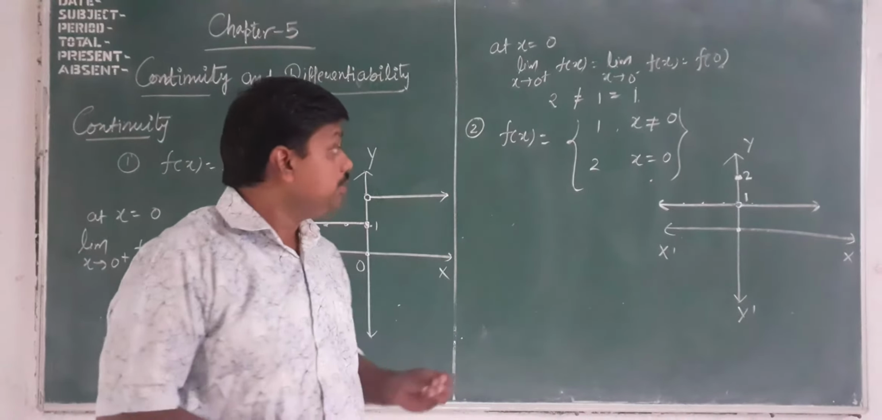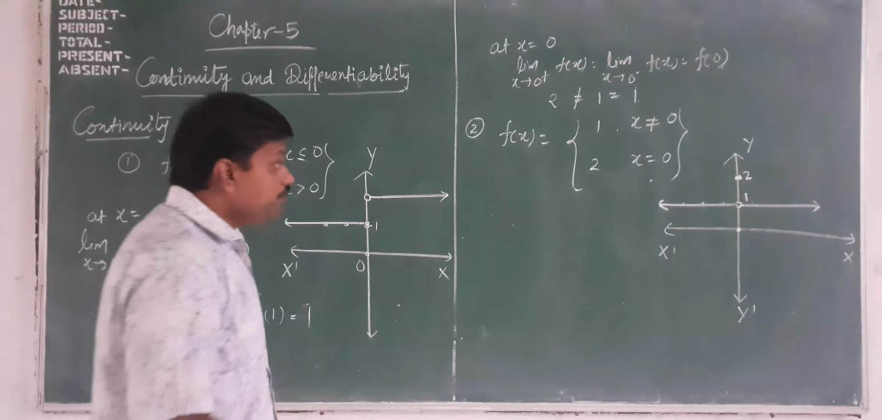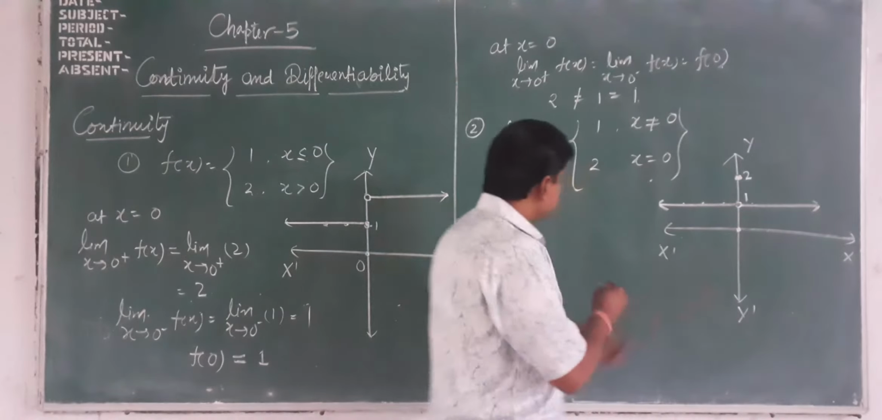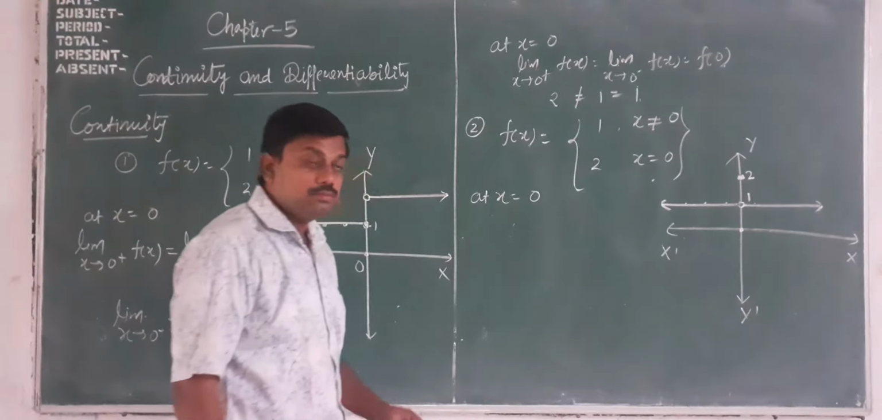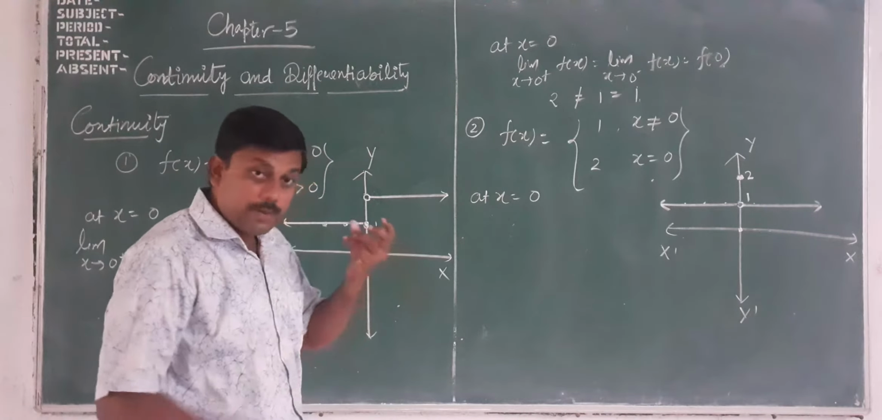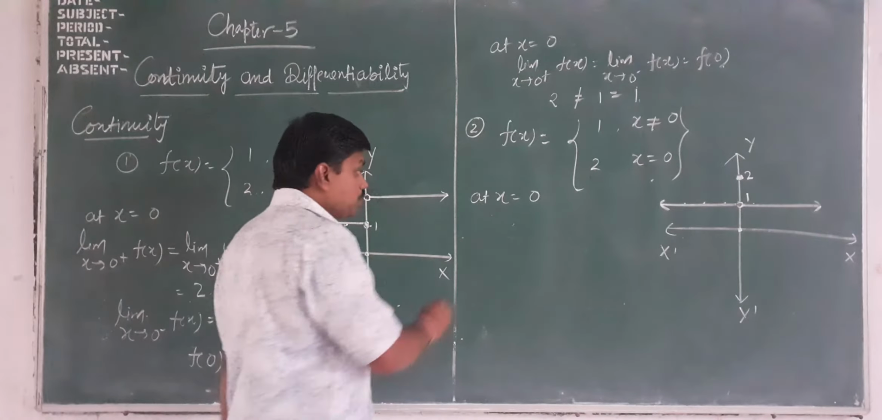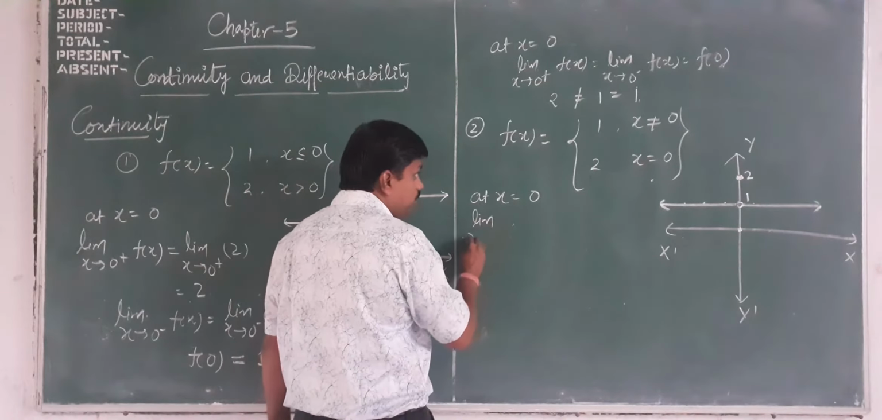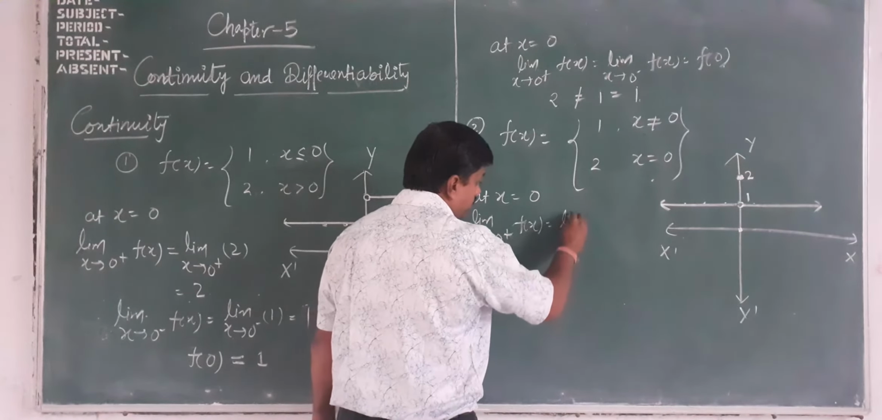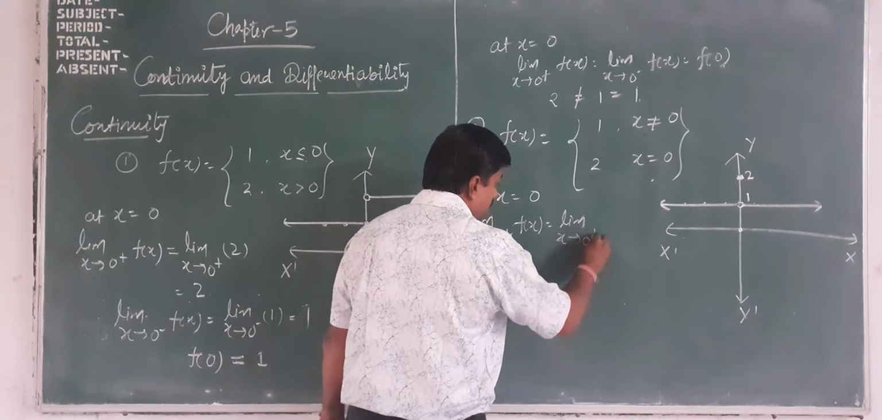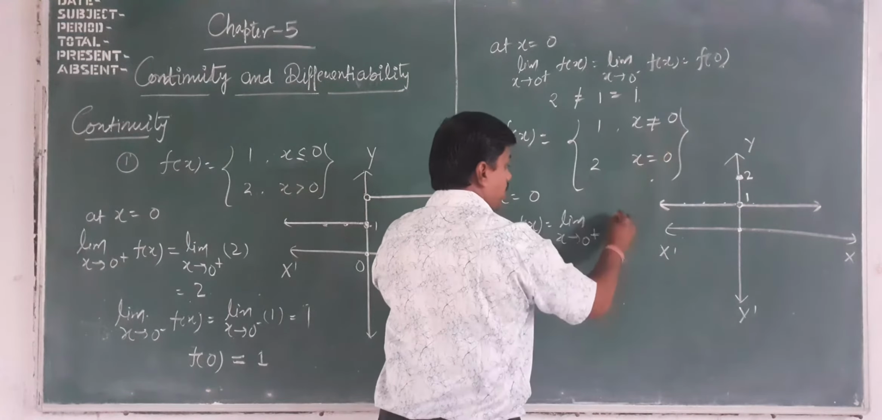So why do we get this condition? It means something is wrong. What is wrong? We will find out at this point, x equal to 0. At x equal to 0, we will check the left hand limit, the right hand limit, and the value of the function at that point. So at x equal to 0 plus, f(x) equal to limit x tending to 0 plus f(x). This is 0 plus and this is 0 minus.